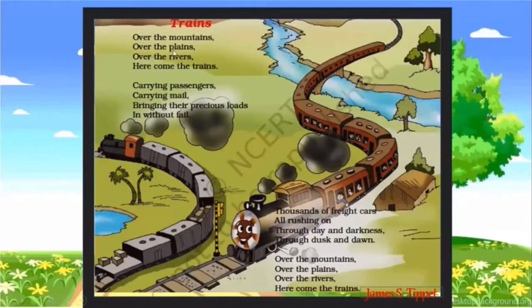Trains. Over the mountains, over the plains, over the rivers, here comes the trains. Carrying passengers, carrying mail, bringing their precious loads in without fail. Thousands of freight cars all rushing on through day and darkness, through dusk and dawn. Over the mountains, over the plains, over the rivers, here comes the trains.